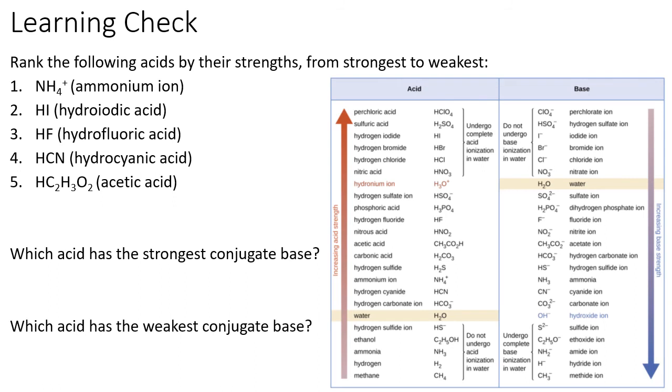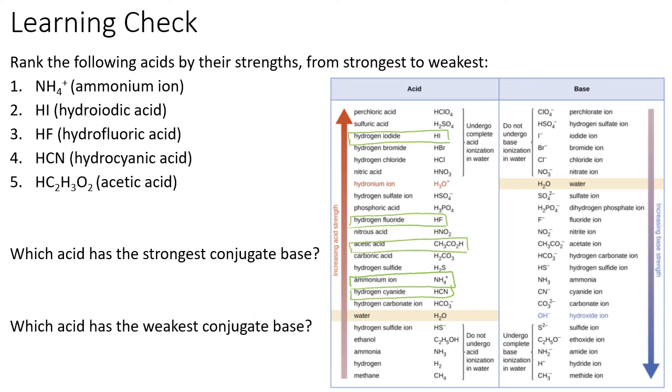First, let's identify where all the acids are. So we have NH4 plus, ammonium ion, right here. Hydroiodic acid, that's strong, that's going to be at the top. Hydrofluoric acid is a weak acid. Hydrocyanic acid is also a weak acid. And acetic acid, which is a weak acid.